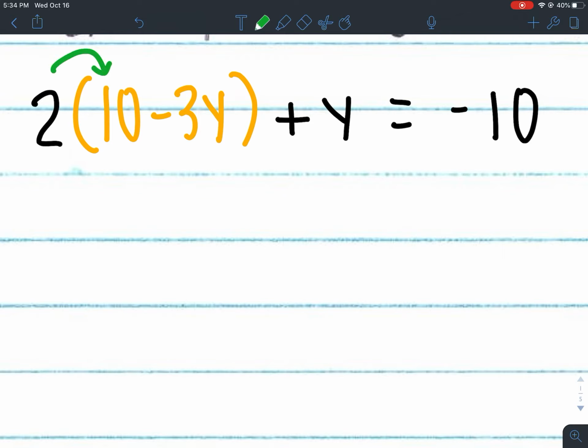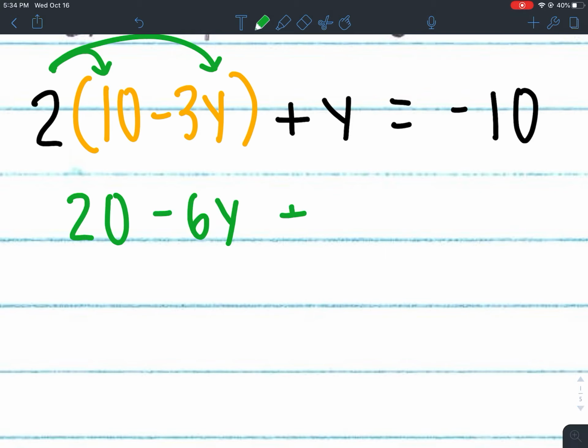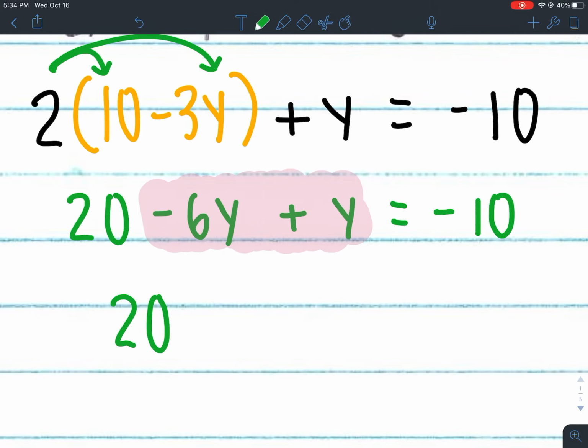The first thing I'm going to do is distribute. 2 times 10 is 20. 2 times negative 3y is negative 6y. Then I have plus y equals negative 10. And then I always want to look for like terms. In this case, I do have like terms: negative 6y plus y. So that's going to be 20 minus 5y equals negative 10.